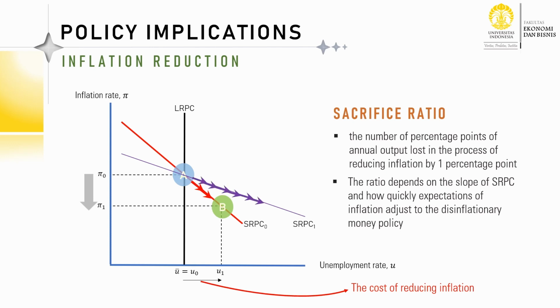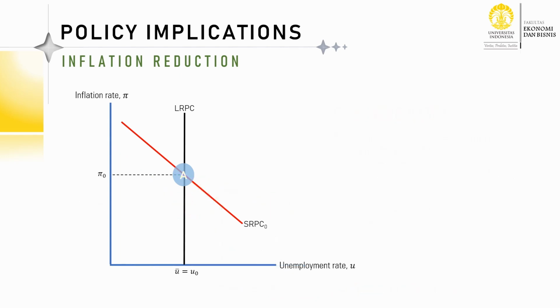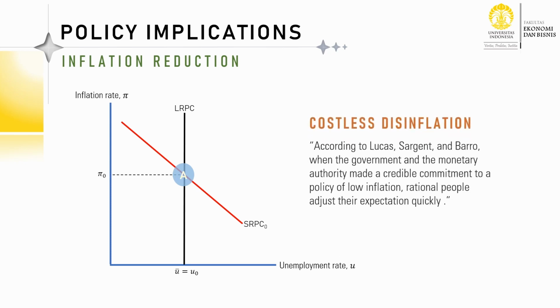as shown by the higher increase in unemployment rate from U0 to U2 instead. But the sacrifice may be smaller or even disappear if the economy reaches point C or if the SRPC shifts from SRPC 0 to SRPC 2 pretty fast. Is it possible to have quick adjustment on expectation of inflation? Such prominent economists as Lucas, Sargent, and Barro with their rational expectation view think it could happen if people are rational.